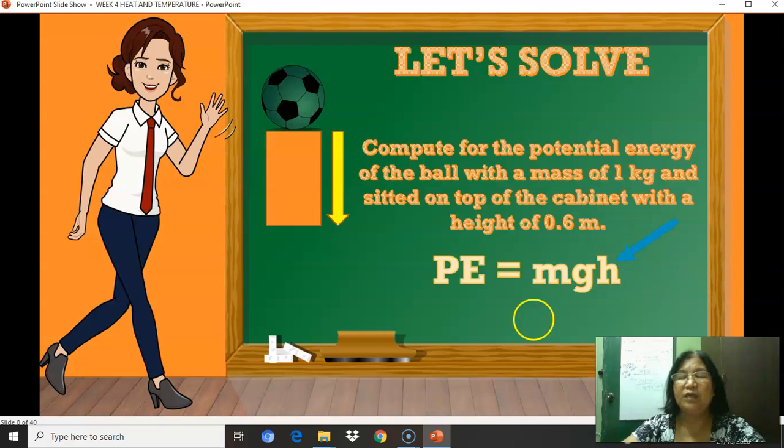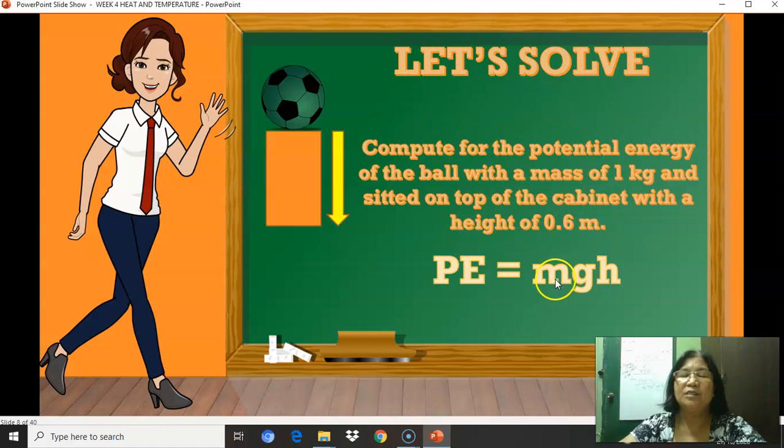Since we are talking about gravitational potential energy, we need to check the height, and the unit of the height must be in meter. Okay, now what if the unit is in centimeter? Again, you have to convert meter to centimeter or centimeter to meter. And the relationship between meter and centimeter, we say that for every 1 meter, it's equivalent to 100 centimeters.